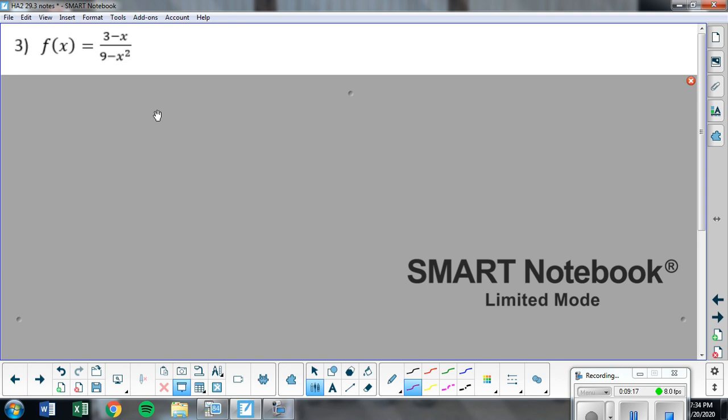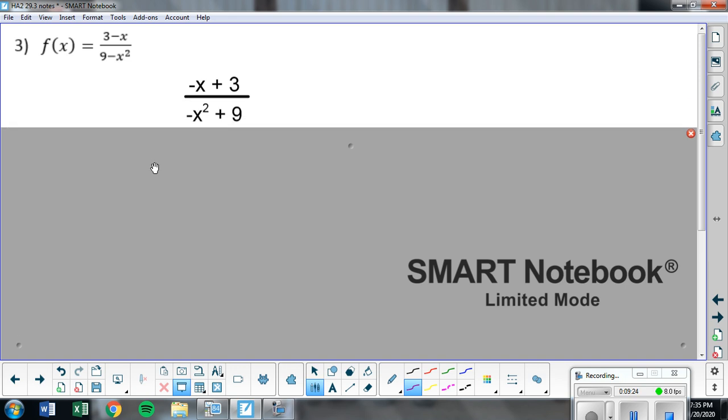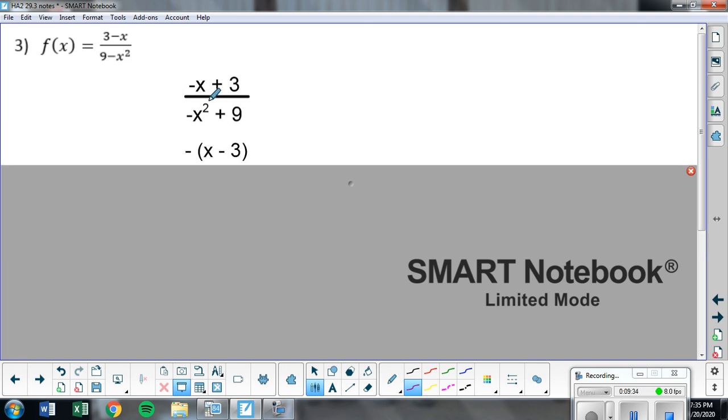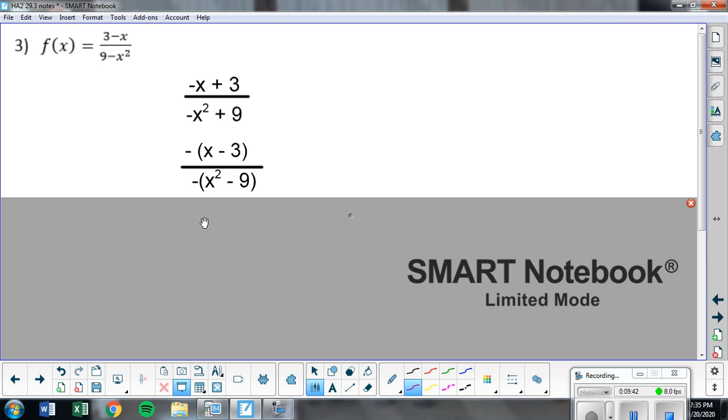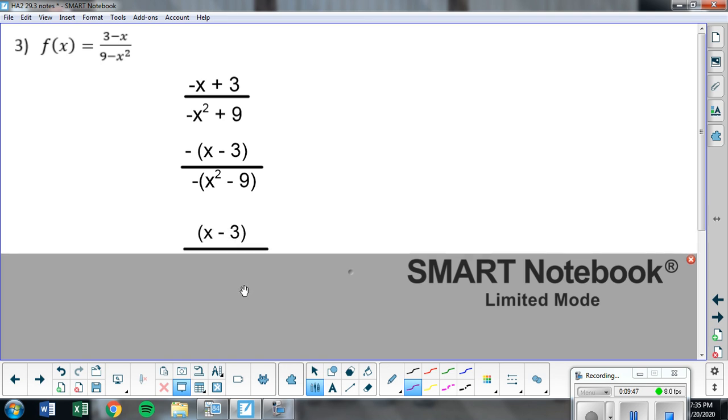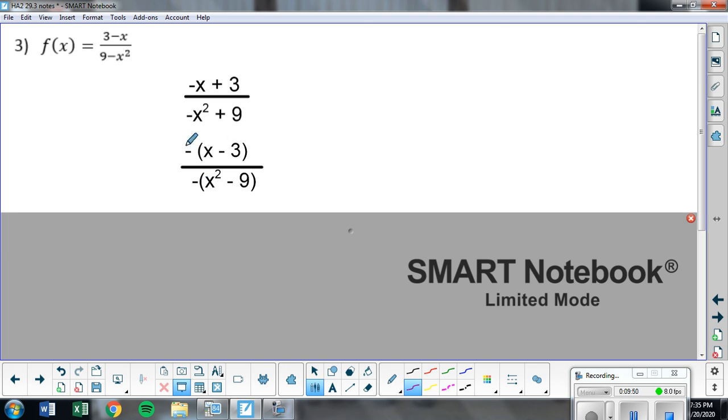Number 3, go ahead and get started on it. It's going to be helpful if you put your leading coefficient like in standard form. And then I'm also going to take out a negative because we don't like to work with negatives on the leading coefficient. So if I take out a negative from the top, that would be negative parentheses x minus 3. Factor out a negative from the bottom, negative parentheses x squared minus 9. Negative over negative cancels, so I took those out.